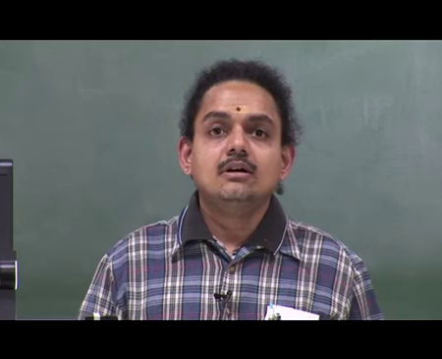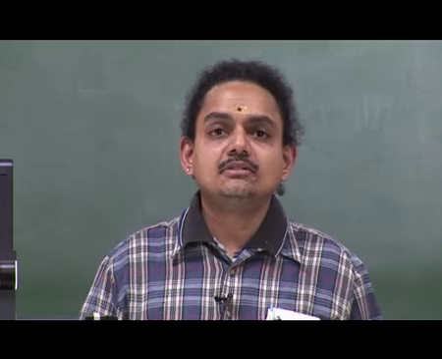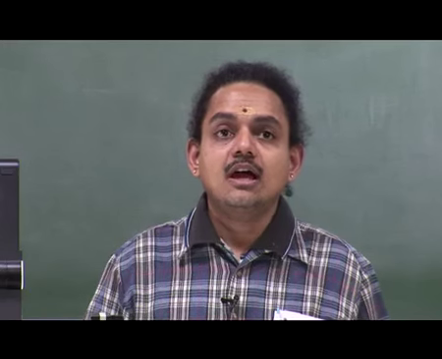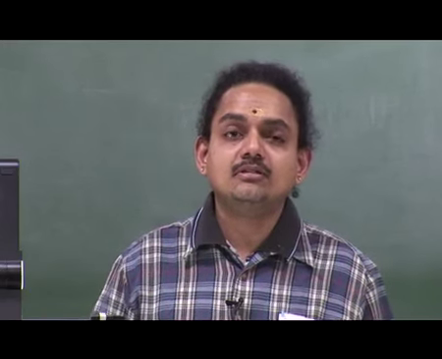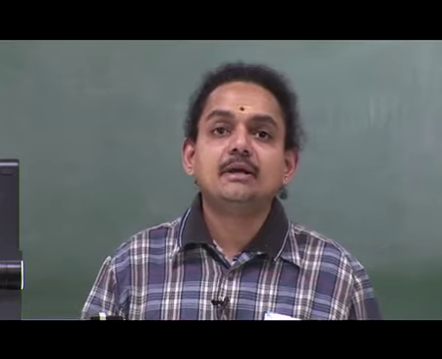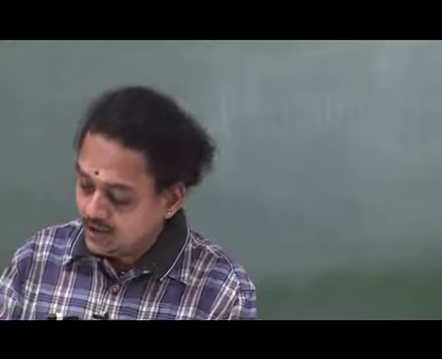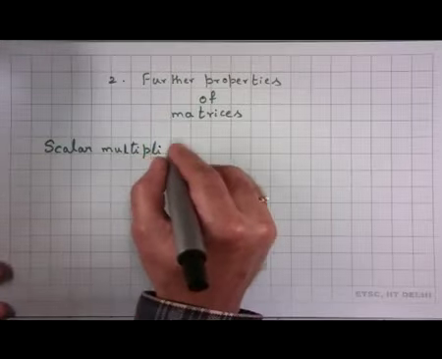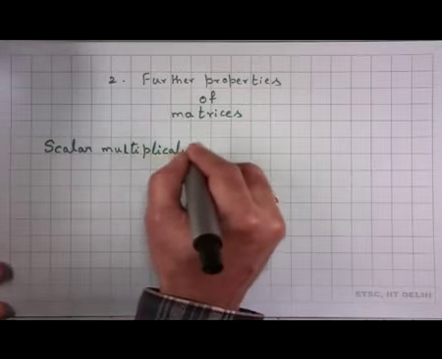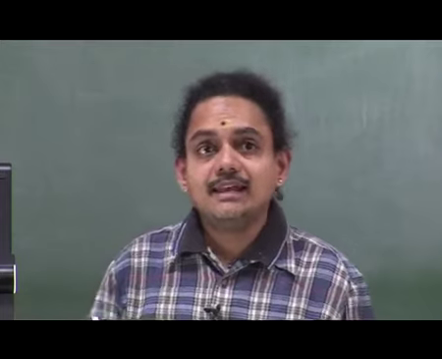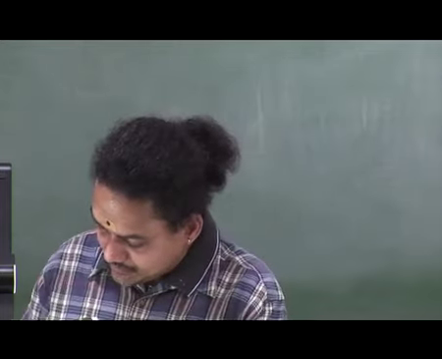Welcome to the lecture on matrices and determinants. In the last lecture we introduced the notion of a matrix and we saw some properties of matrices, especially how to add matrices. Now let us look at the second one, what is known as scalar multiplication. So we are going to multiply a real or complex matrix by a real scalar or a complex scalar.